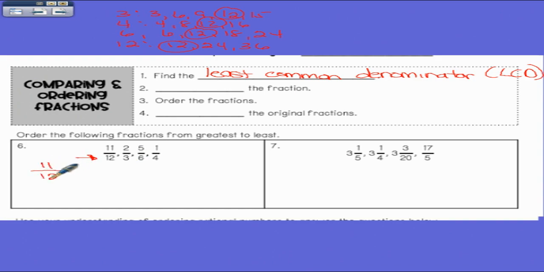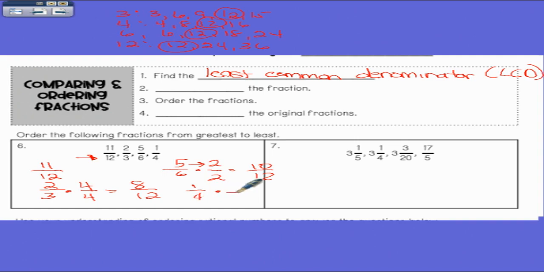Well, that first one is already a 12. How about 2/3? What do I have to multiply 3 by to get to 12? Well, 3 times 4 is 12. So whatever I do to the bottom, I do to the top. So I have 8/12. And then I need to do 5/6 times what is 12? Well, 6 times 2 is 12. Whatever I do to the bottom, I do to the top, multiply straight across. 5 times 2 is 10.